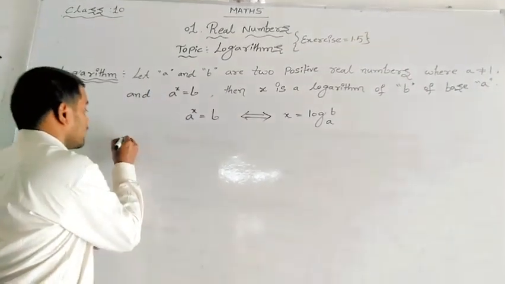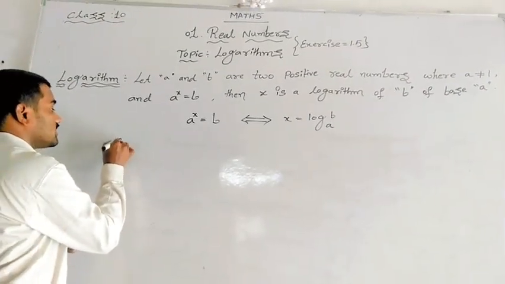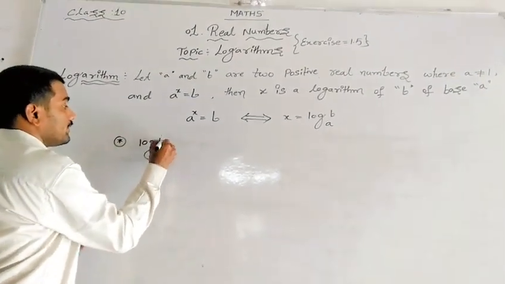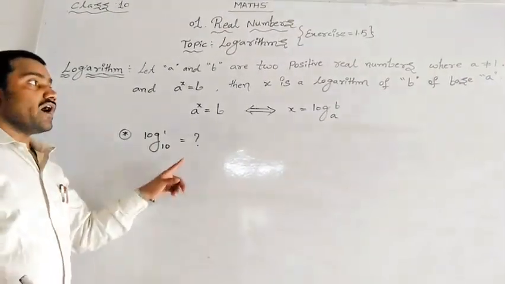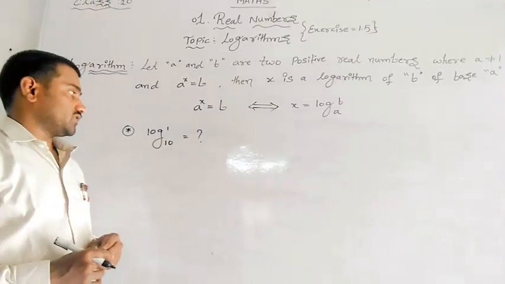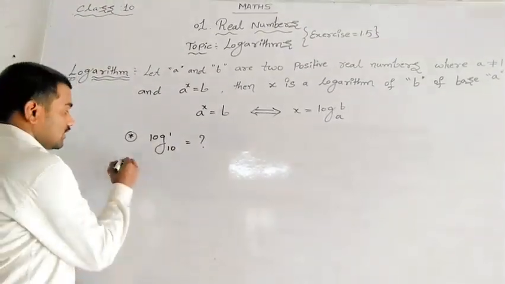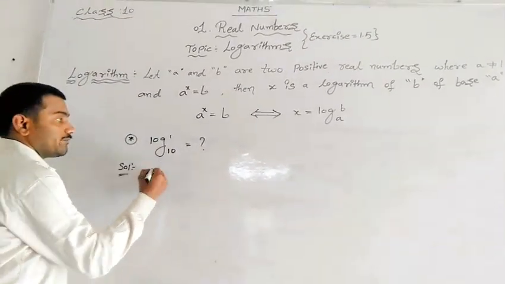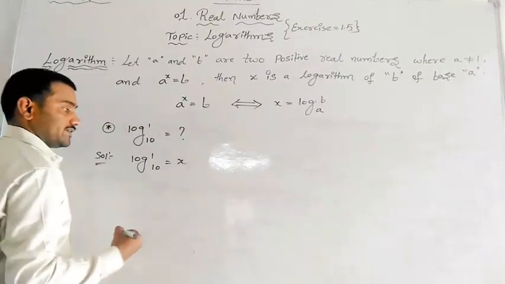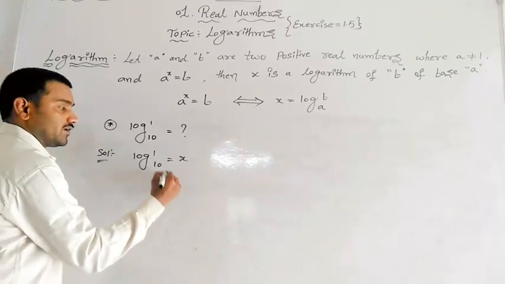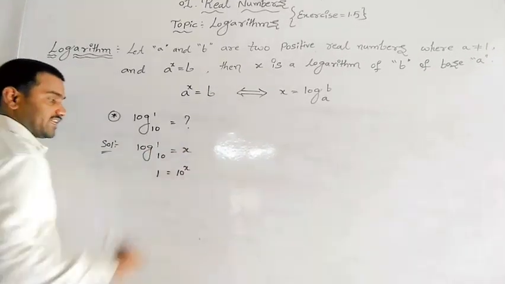Let's take one more example. What is the value of log 1 base 10? Let's go for a general solution here. Log 1 base 10 equals x. It can be written as 1 equals 10 to the power of x.